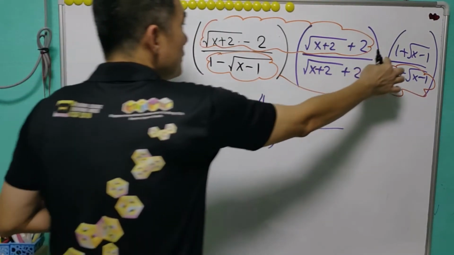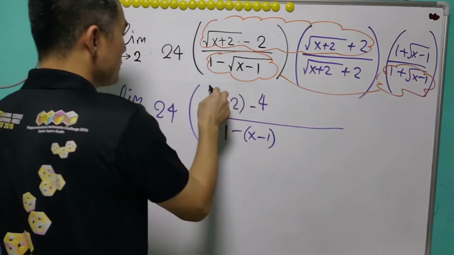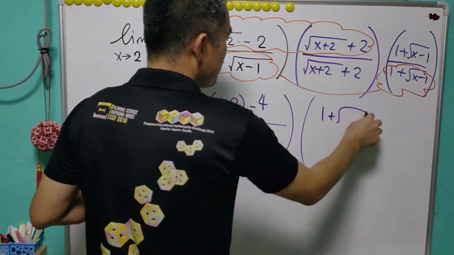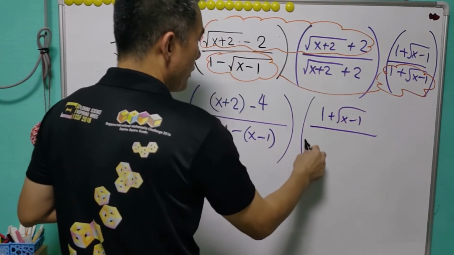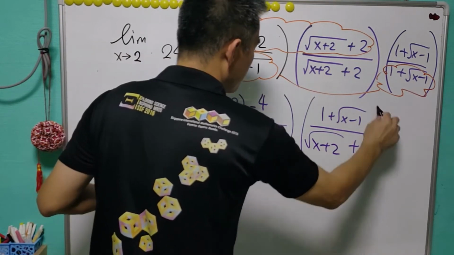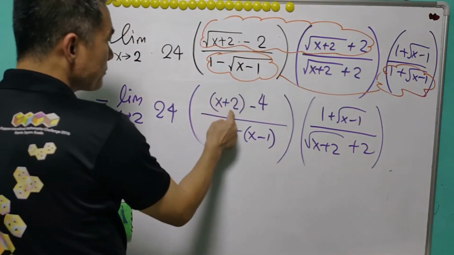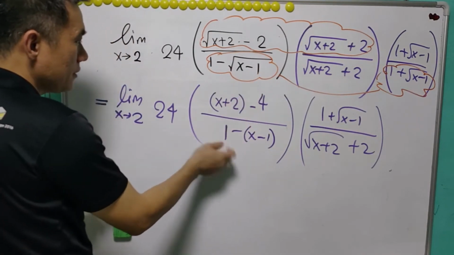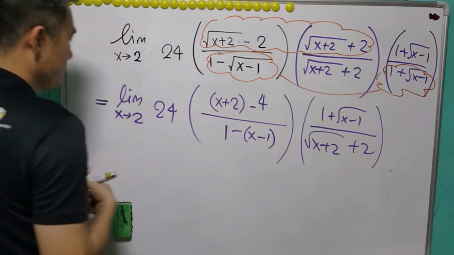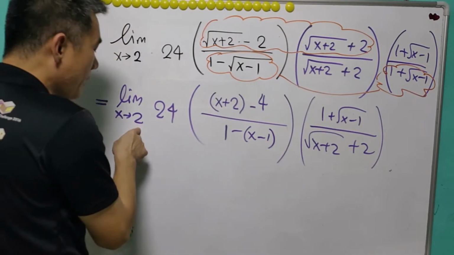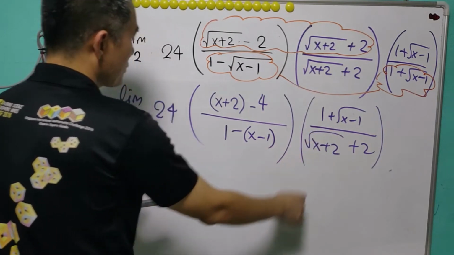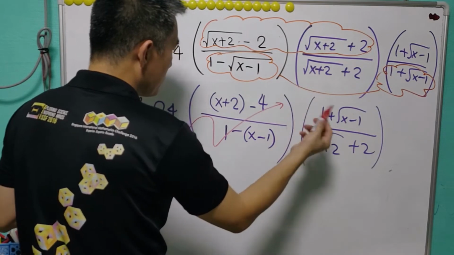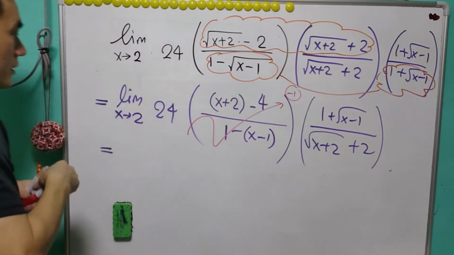Now we still have 1 plus square root of x minus 1. We just need to copy down. And don't forget that we have square root of x plus 2 plus 2. This will be equal to x minus 2 over 2 minus x. After we cancel this, it will have an extra negative. So after we cancel x minus 2 and 2 minus x, this will just become a negative 1.